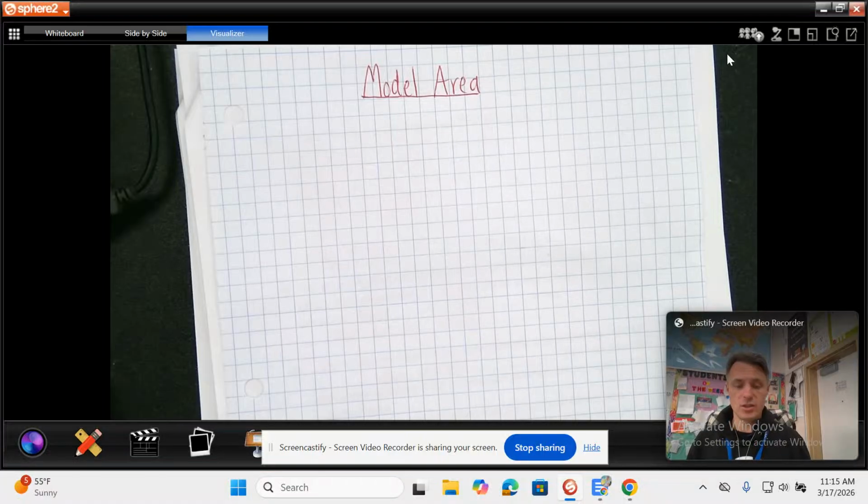So today's lesson is called Model Area. So first of all, what is area? Area is the number of square units needed to cover a figure without any overlap. And another way of saying that is it's the amount of space inside of a two-dimensional figure.